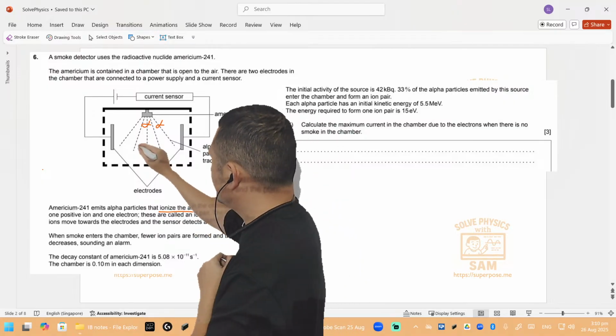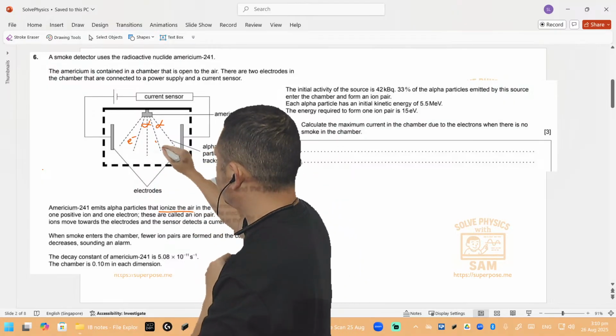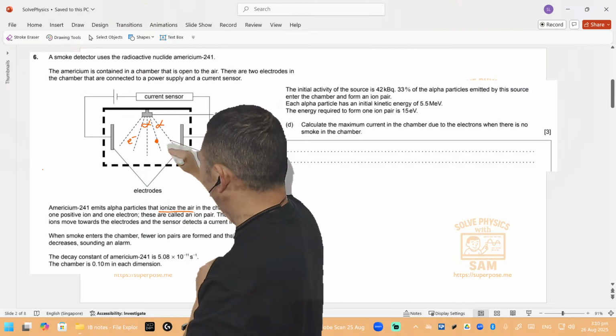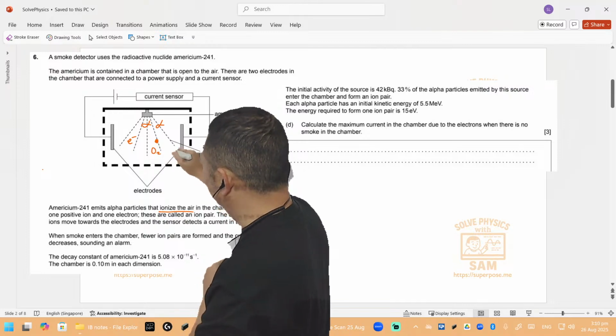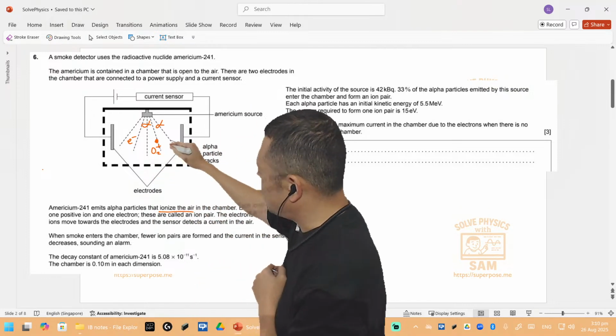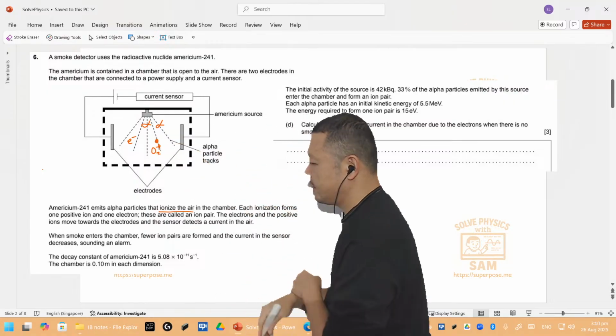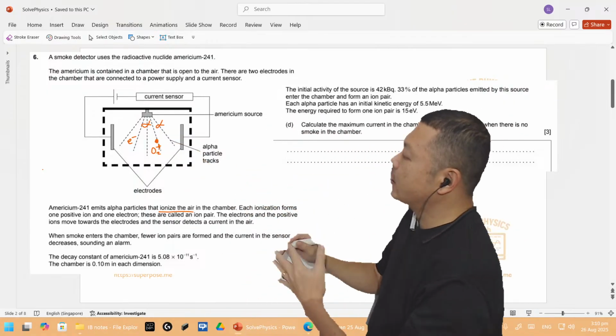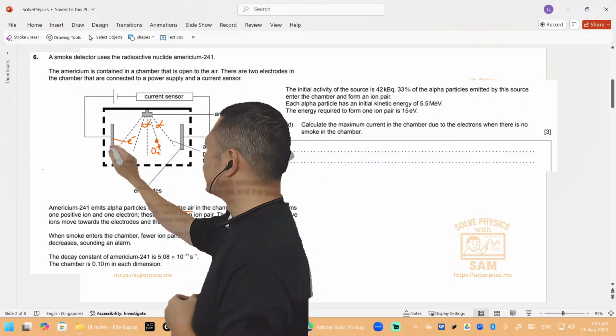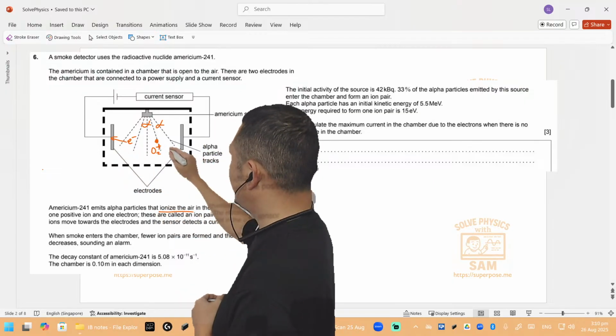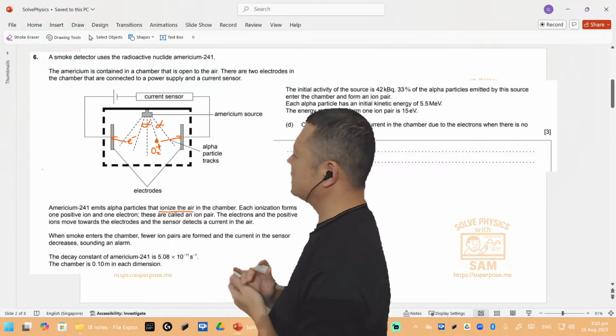You have electrons, and then you have the positive. I'm just gonna give you O2. Let's say it's O2 plus. This is a positive ion, right? Positive oxygen ion. Where do they go? So the electron will travel over to here, hit this plate, and the oxygen will hit this plate like that.